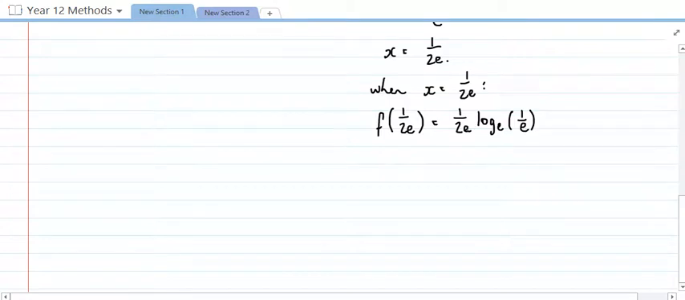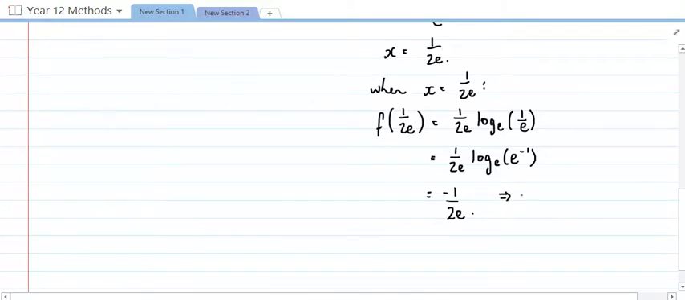And we can simplify this here a bit, so that's 1 on 2e multiplied by log e of e to the power of negative 1. And log e of e to the power of negative 1 will just be negative 1. The log e and e cancel each other out. So we're just left with negative 1 over 2e.